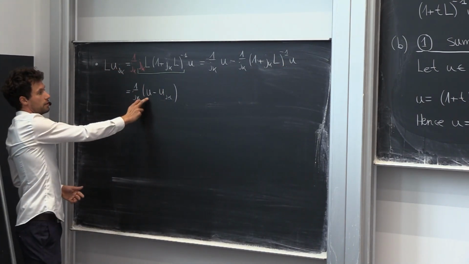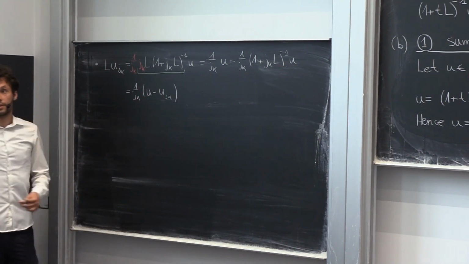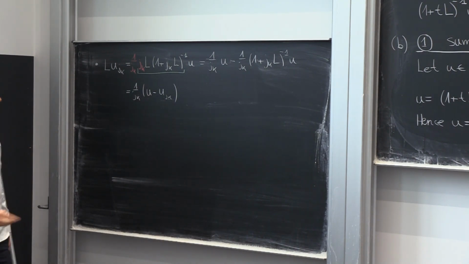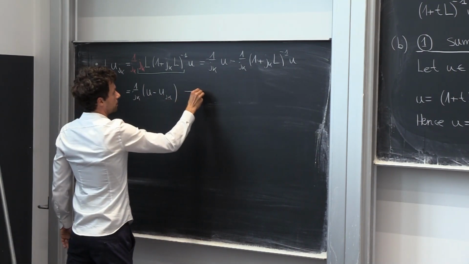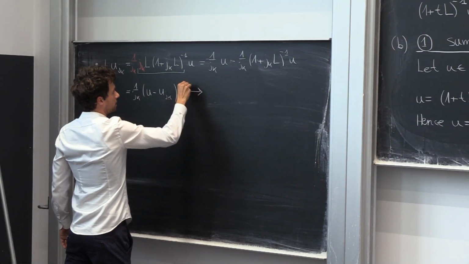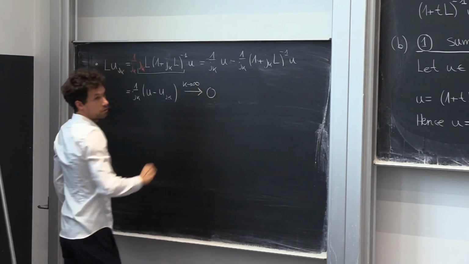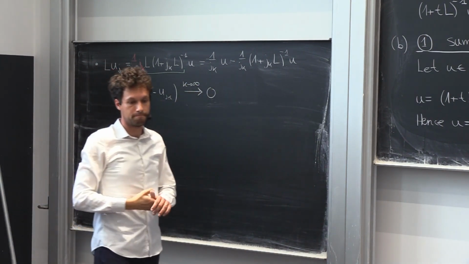Now this is constant, this is a bounded sequence. I'm dividing by j_k, which goes to infinity. In other words, this here goes, as k goes to infinity, strongly to 0.